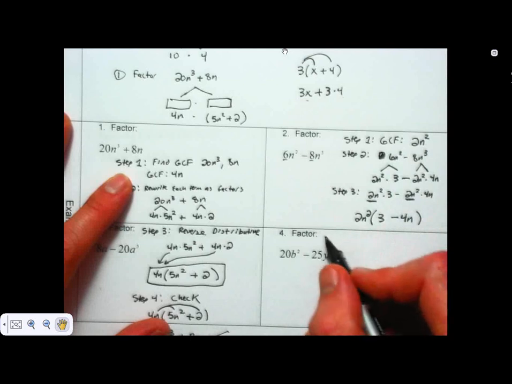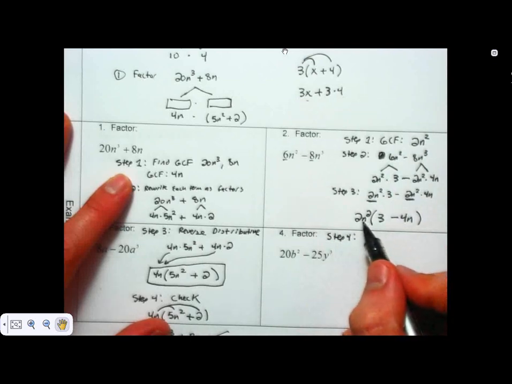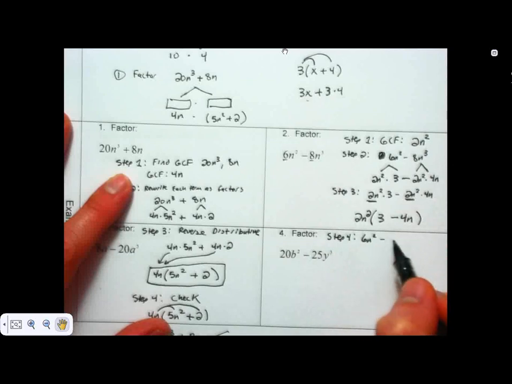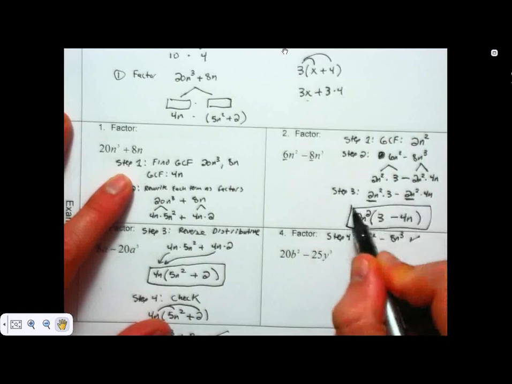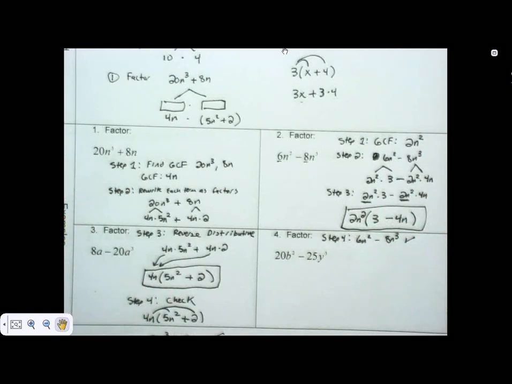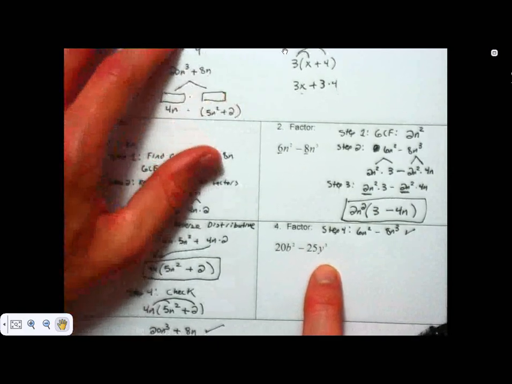Okay, then step 4 is the check step. So if I multiply this through, 2n squared times 3 is 6n squared. 2n squared times 4n is minus 8n to the third, which is exactly what I started with. So that must mean that this factoring is correct. Okay, I want you to try number 4, pause the video, and then restart it after you've given it a try.